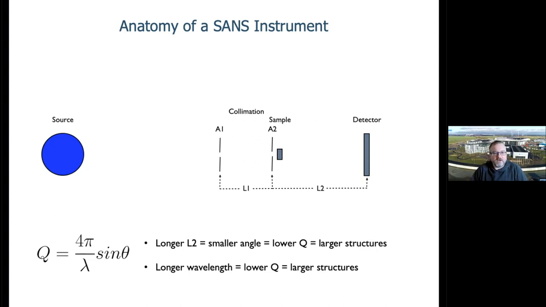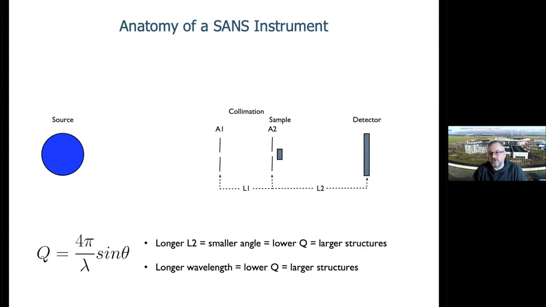Either we can increase this distance L2, so we increase the distance between our sample and detector, and this allows us to discern smaller and smaller angles with respect to the direct beam, just through simple geometry. Or we could choose to measure with longer wavelengths, which again would reduce the Q vector we were measuring at and thus allow us to measure larger structures.